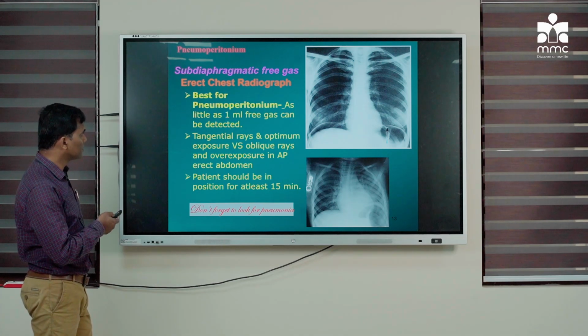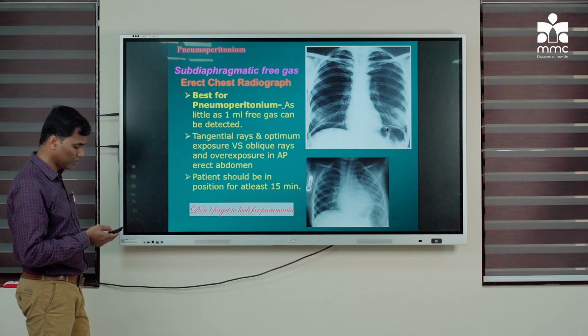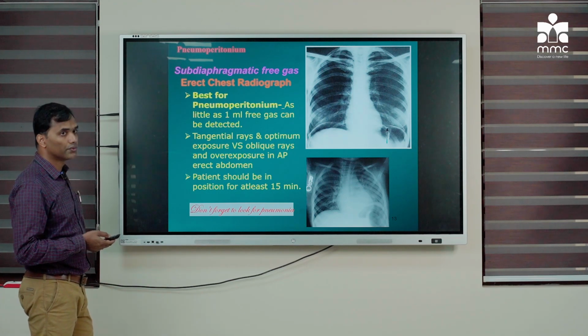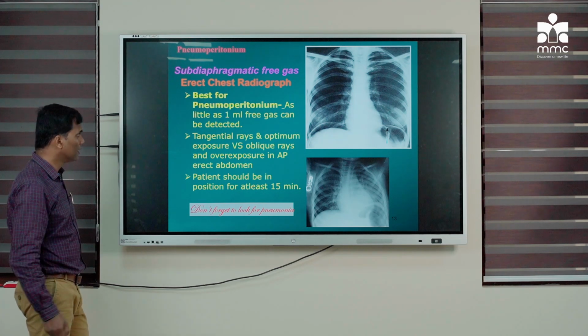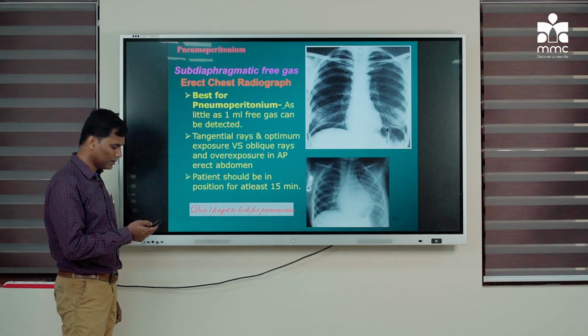The only catch here is the patient should be in the erect position for at least 15 minutes for the free peritoneal air to get collected under the diaphragm. Otherwise it may not show that.